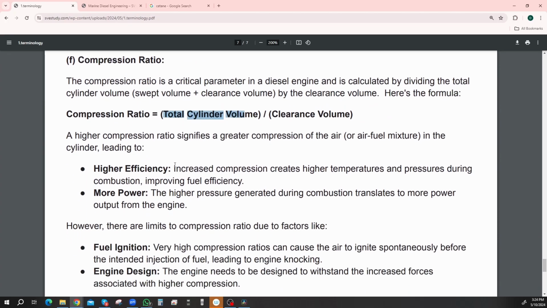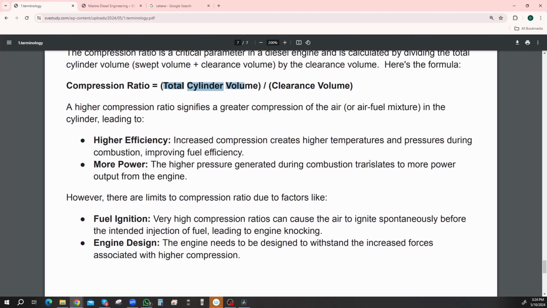A higher compression ratio signifies a greater compression of the air or fuel-air mixture in the cylinder, leading to higher efficiency. So same as always: higher efficiency, more power, better fuel ignition. Higher efficiency: increased compression creates higher temperatures and pressure during combustion, improving fuel efficiency. More power: the higher pressure generated during combustion translates to more power output from the engine. However, there are limits to compression ratio, due to factors like fuel ignition.